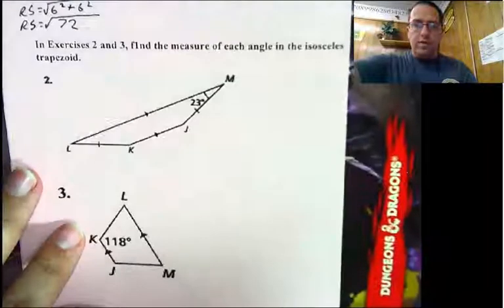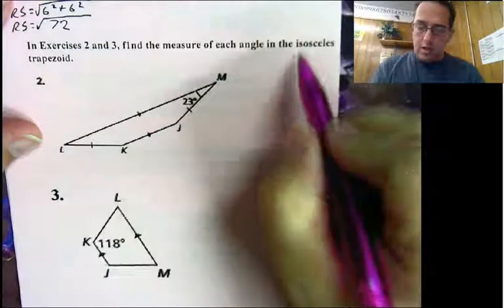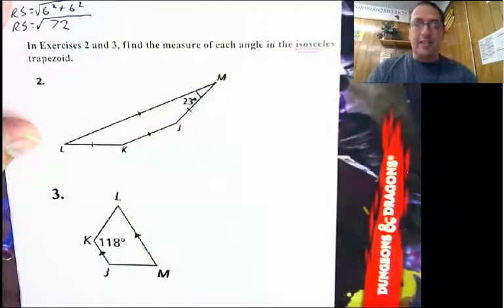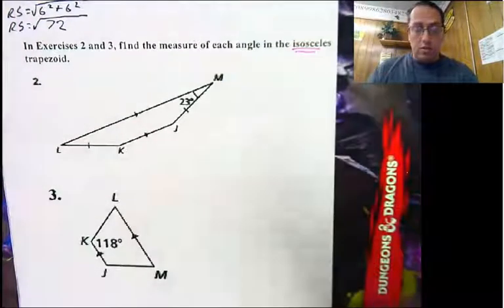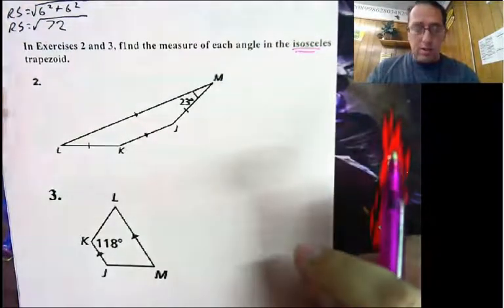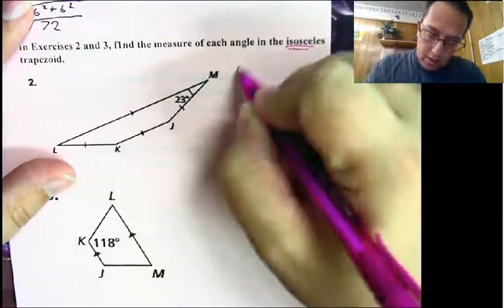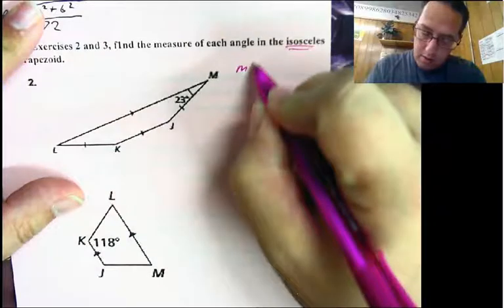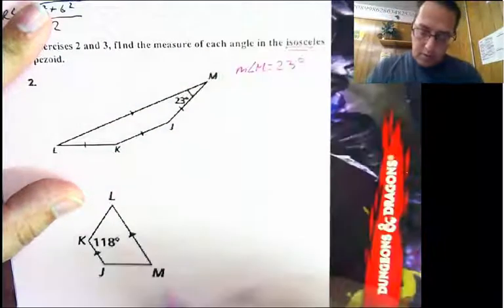Okay, let's see. Number 2. For 2 and 3, we need to find the measure of each angle in the isosceles trapezoid. And notice it does specify that this is an isosceles trapezoid. All right. So that means the legs are congruent, and we had 2 theorems that can help us out. So let's see here. We're going to need each angle, so let's just start with the angle that I'm given right there. The measure of angle M is 23 degrees.